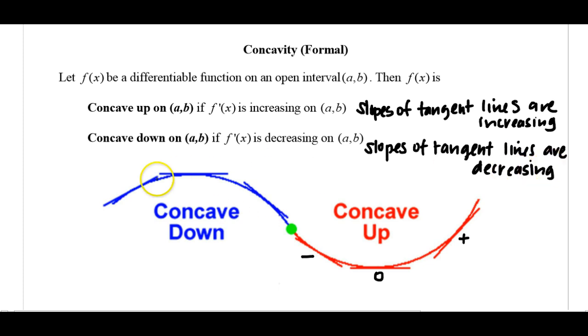So we'll reference the blue portion of the graph that we recognize to be a downward facing bowl, and we'll look at the slopes on this concave down portion of the graph. So on the far left, I have a slope that starts out positive, and then I have a horizontal tangent line, and then I have a slope that's negative. So from left to right, my slope was positive, then 0, then negative, so the slopes are getting smaller. So formally, this portion of the graph is concave down.